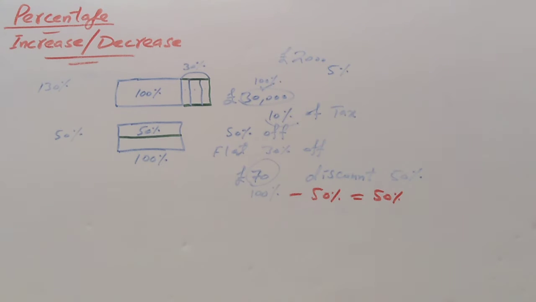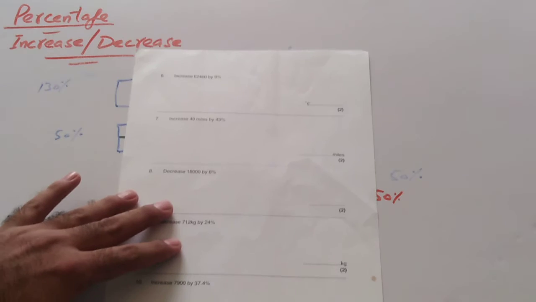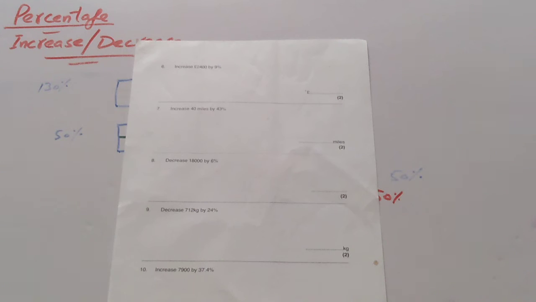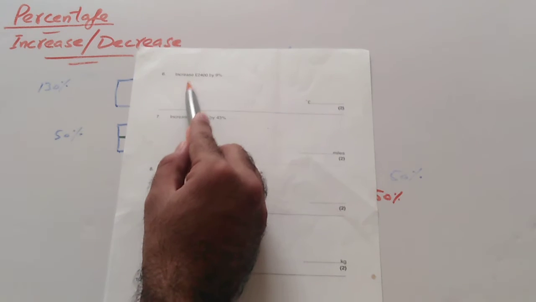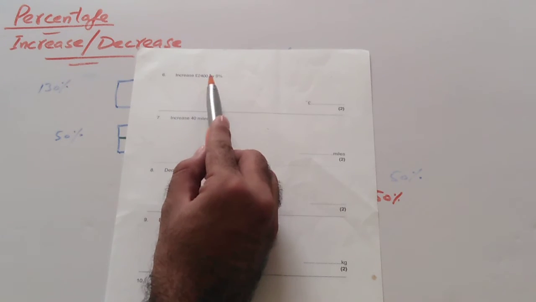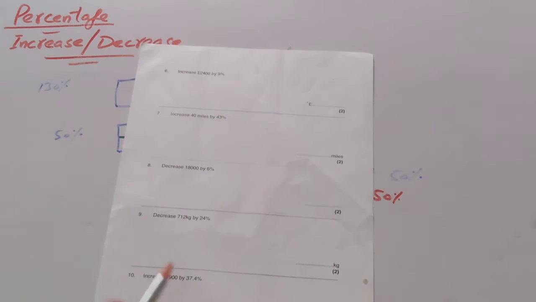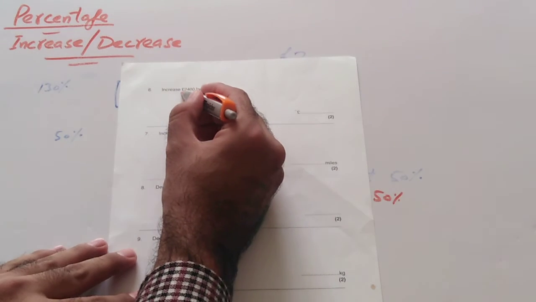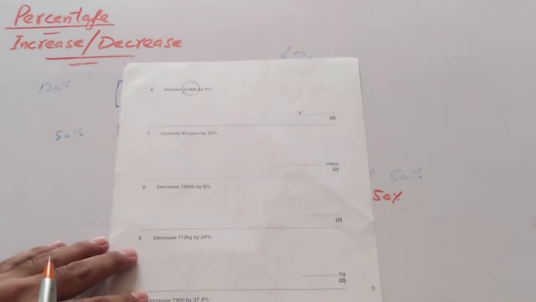So percentage increase and percentage decrease mean this kind of stuff. So let's say we have some examples from the worksheets, and I'll just elaborate with you. If you have a look at this one, I think it's clear to you, but I'll still read the question. The question here says we have to increase 2,400 pounds by 9%. So what does it mean? It means this is the actual amount, 2,400 pounds.